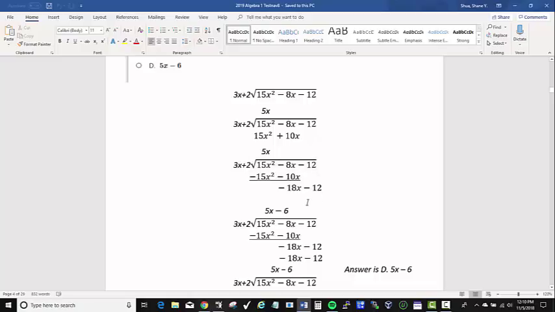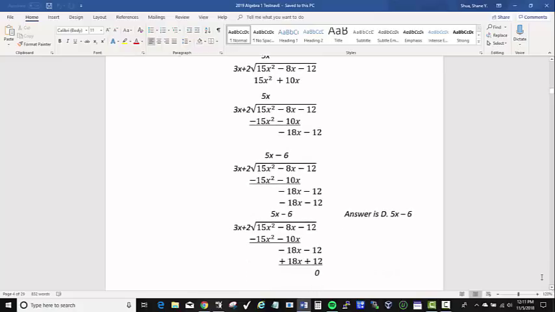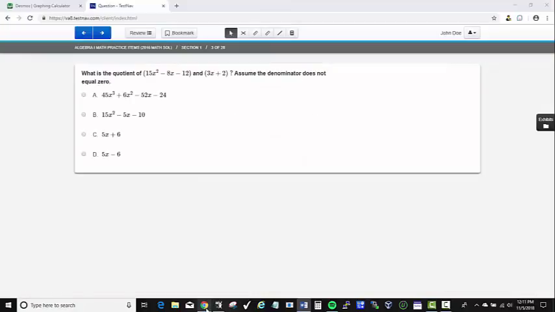Now, what can I multiply 3x by to get -18x? Well, negative 6. And if I multiply negative 6 times 3x plus 2, I would get negative 18x minus 12. Then again, with division of polynomials, I simply switch the signs. The remainder is zero, and our answer is 5x minus 6, because 5x minus 6 times 3x plus 2 indeed gives you 15x squared minus x minus 12. So your answer is D, 5x minus 6.